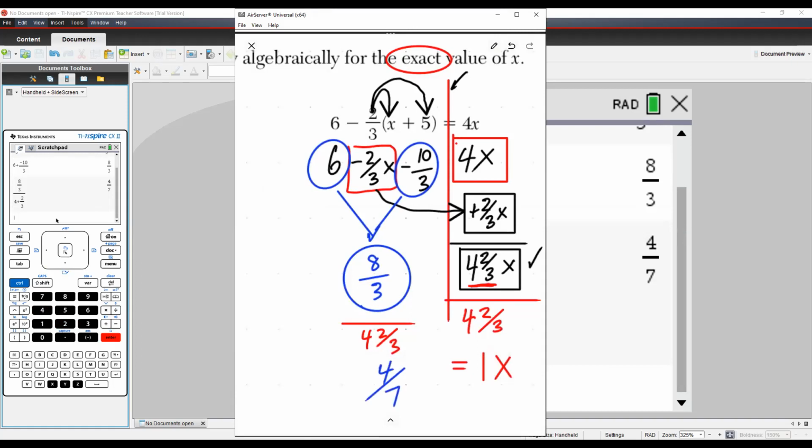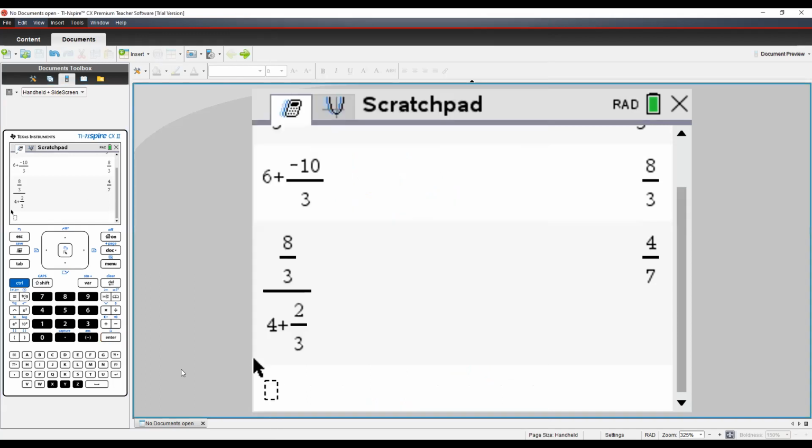Now, whenever you do algebra and whenever you're solving equations, you should always check your work to make sure it's right. And I'm going to use the calculator to do that. I'm going to store 4/7 into X, and then I'm going to key this equation back in. If this 4/7 is the right answer, I should get a true statement. If it's not right, I'll get a false statement, and that means I've made a mistake with my algebra. So let's just do that.